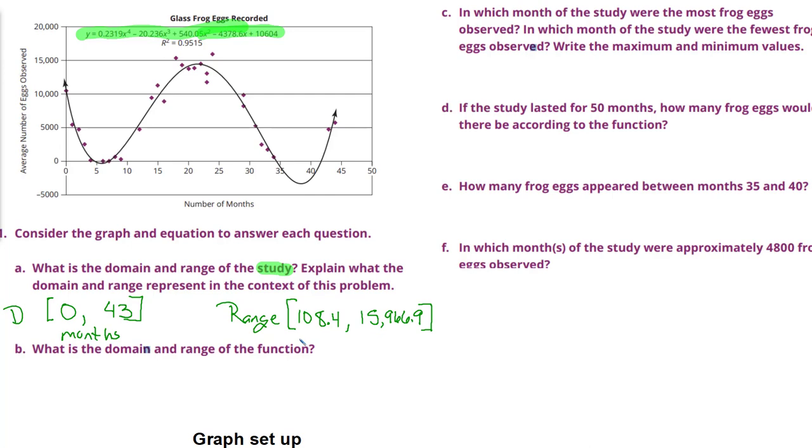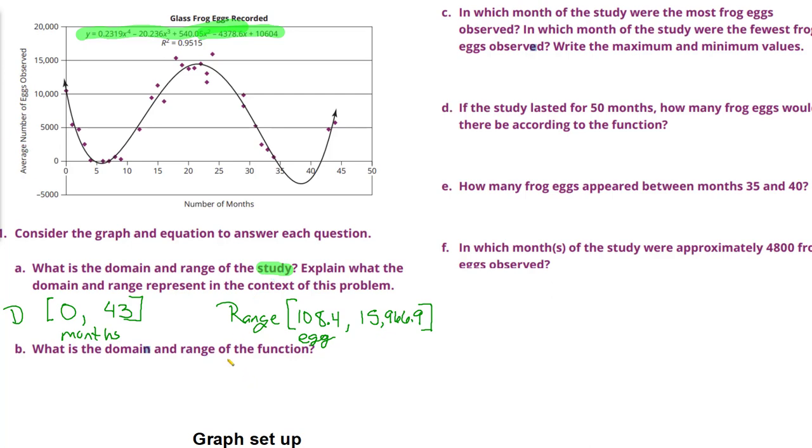So when we're dealing with the eggs observed, it's really more the average number of eggs observed in that month. And we're looking at the study, we're looking at the data.